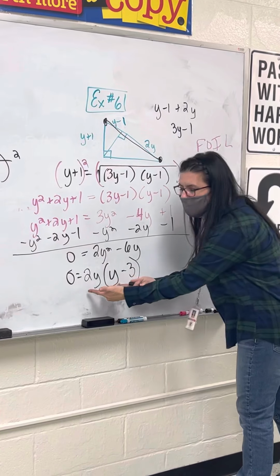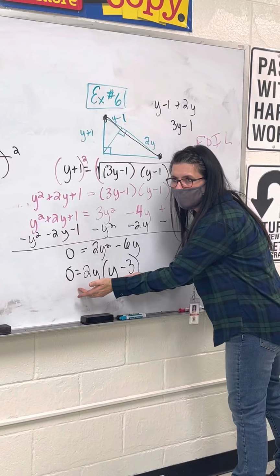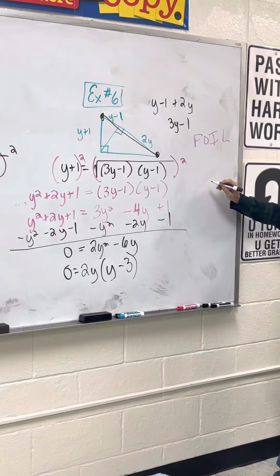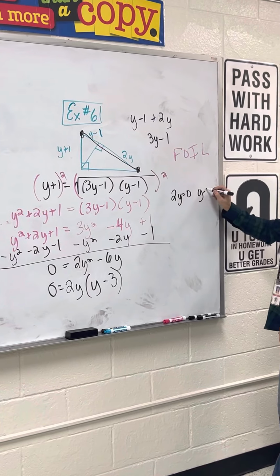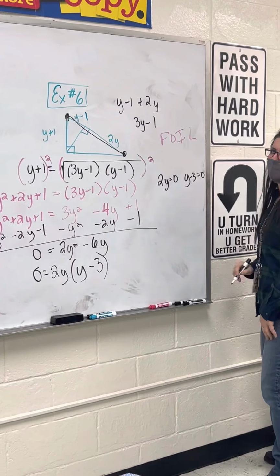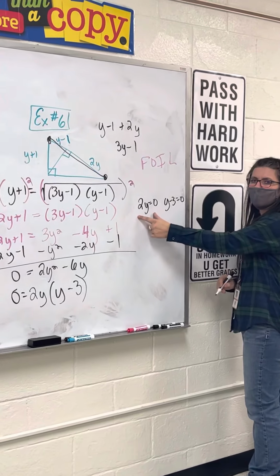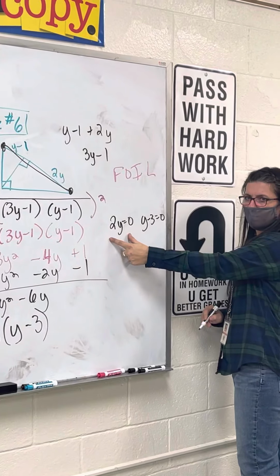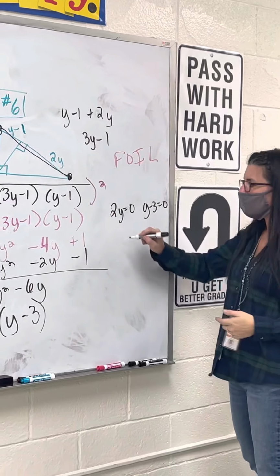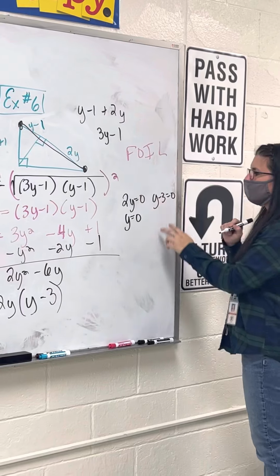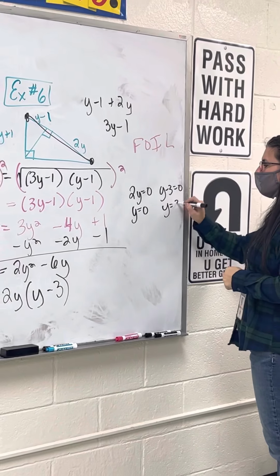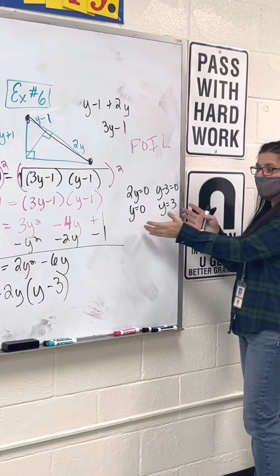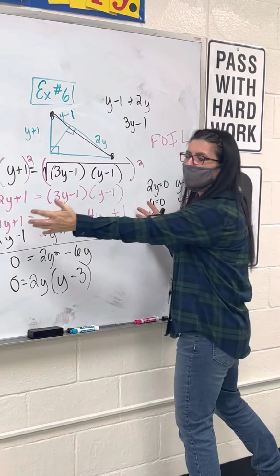So now I have two factors, or two terms. So what I'm going to do is take each of those and set them equal to 0, and I'm going to get two answers. So in this scenario, what's my y answer? Because I divide by 2, y is 0. What's my answer over here? Y equals 3. So these are proper answers to this problem.